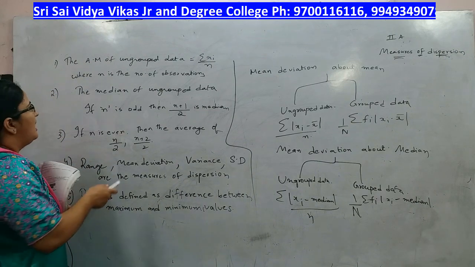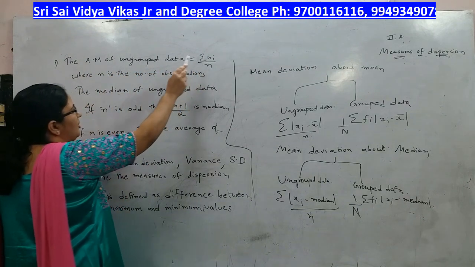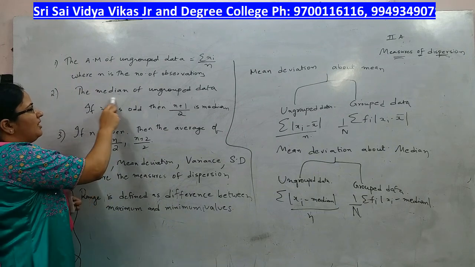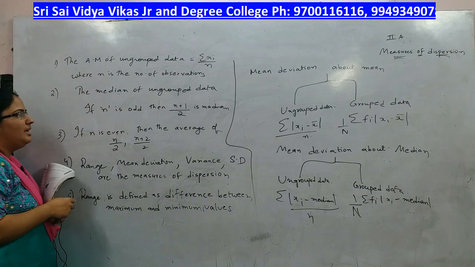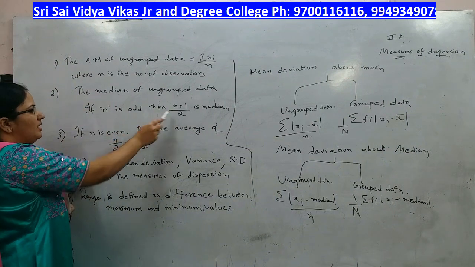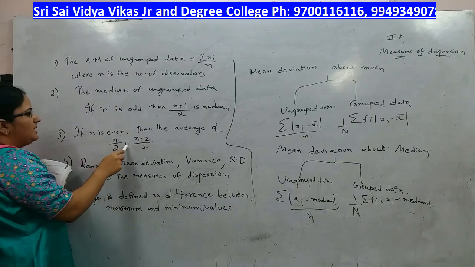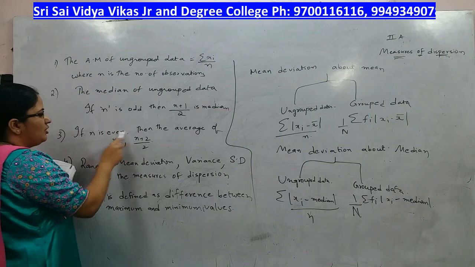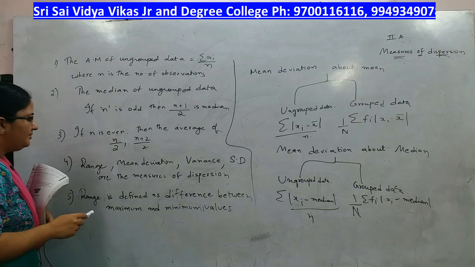The first note is the arithmetic mean of ungrouped data is given by sum of observations by number of observations, where n here is the number of observations. The median of an ungrouped data. Median is what? The middlemost value. If the number of terms is odd, then the middlemost value, that is (n plus 1) by 2, will be the median. If the number of terms is even, then take n by 2 and (n by 2) plus 1, and you have to take the average of these two terms. That will give you the median.